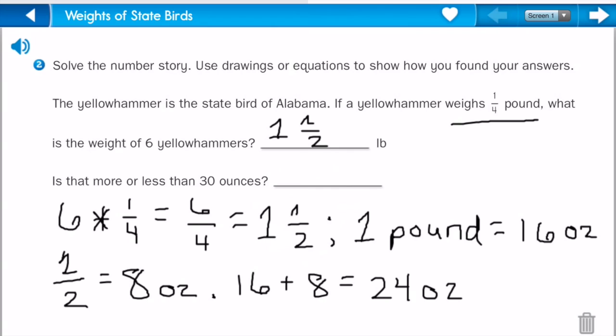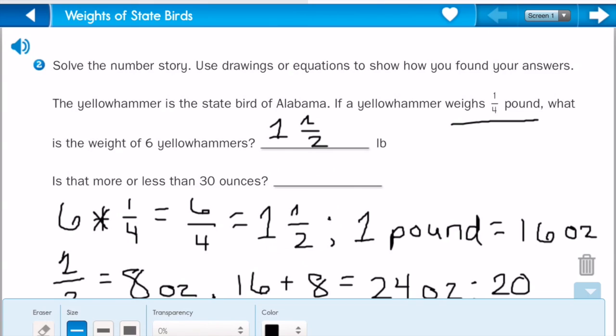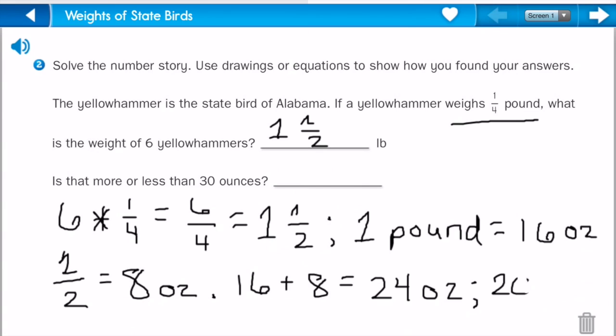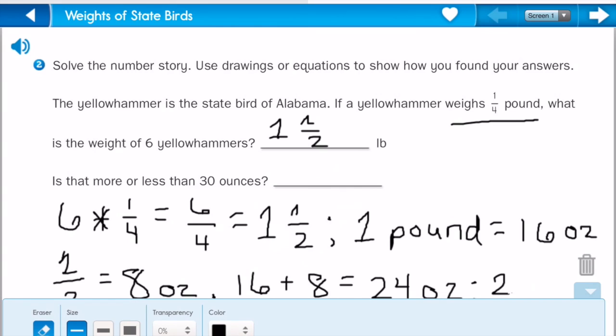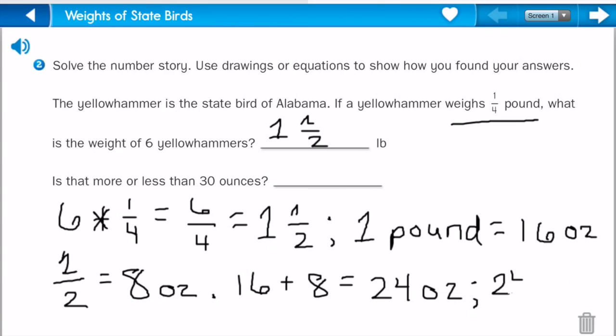So, is 24 more or less than 30 ounces? 24 is less than 30. So our answer would be less. All right. Let's go to our next one.